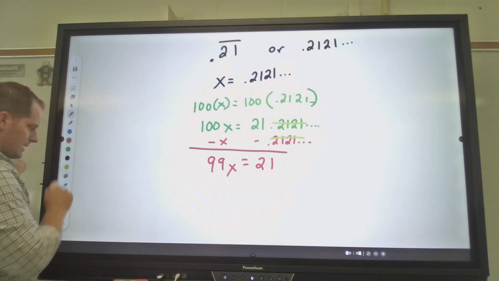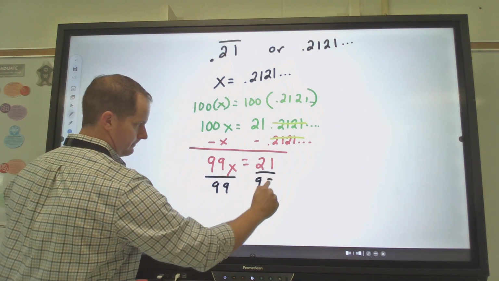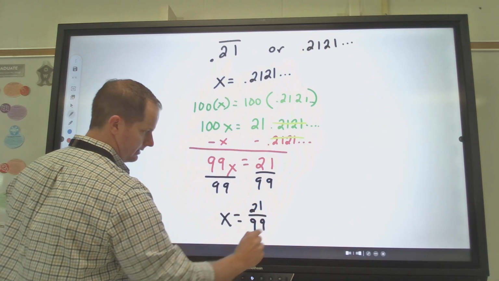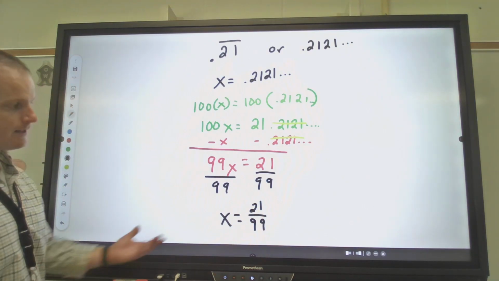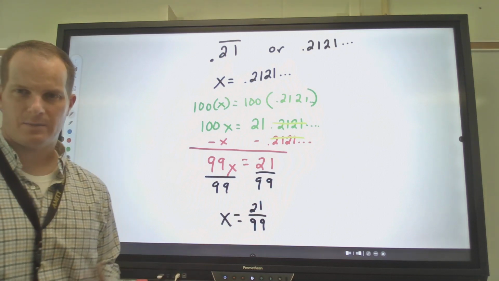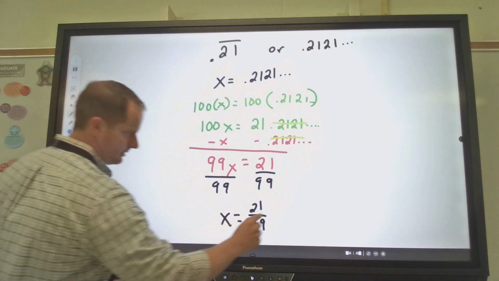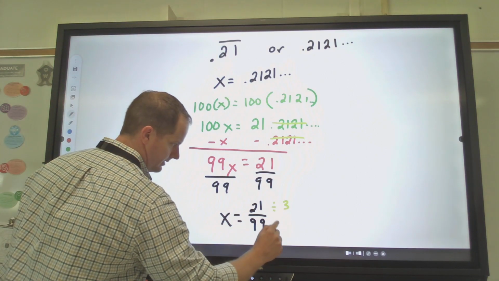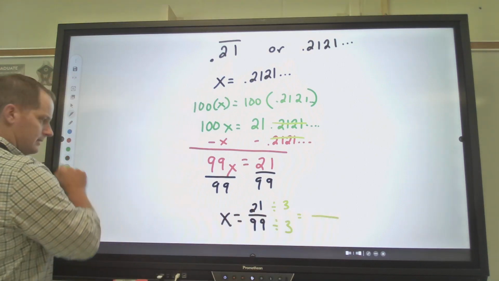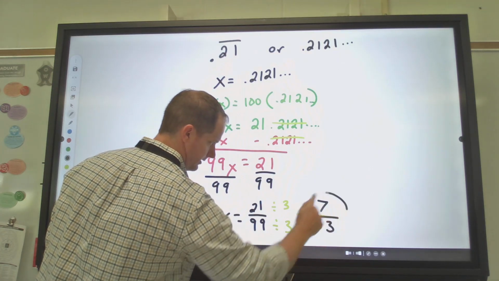And now there's only one step left to do, which is to divide by 99. So x is equal to 21 over 99. Now, if you left this on a test or a quiz, you would lose half a point. We do want you to simplify. Some teachers say to reduce. The way to do that is to find out what they have in common, and we are going to divide by 3 on the top and bottom. What you end up with is, in fact, 7 over 33 as your final answer.